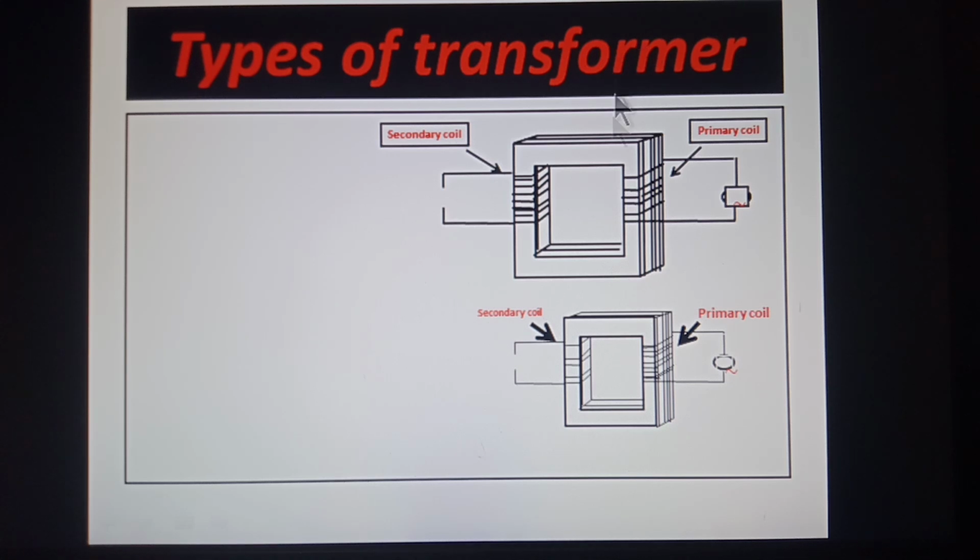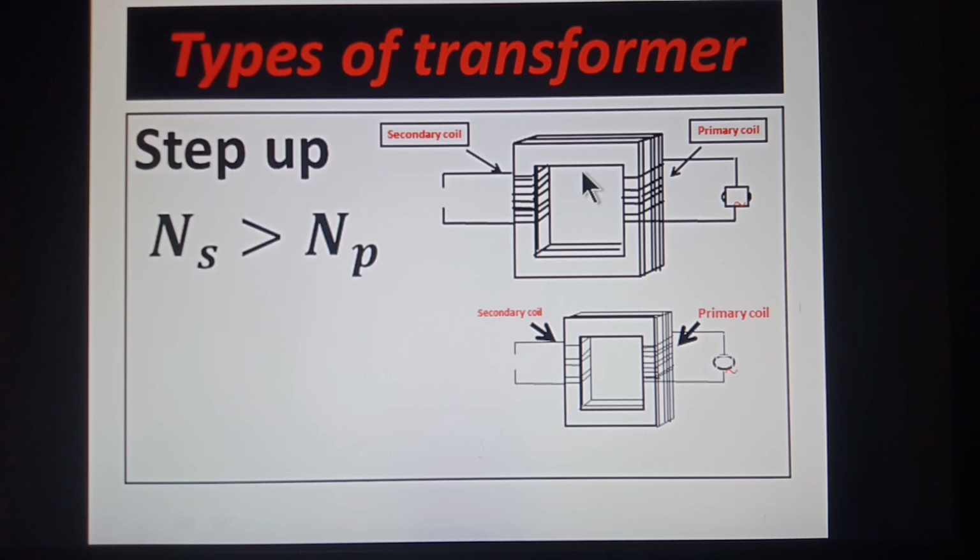One is called a step-up transformer. Look at this diagram. In this transformer, the number of coils in the secondary is more than the number of coils in the primary. Such a type of transformer is called a step-up transformer, in which the number of turns of the secondary is more than the number of turns in the primary. This type of transformer increases the applied voltage at the output, and they are used at power stations to step up the generated electrical power.